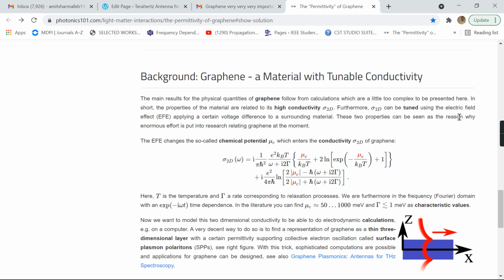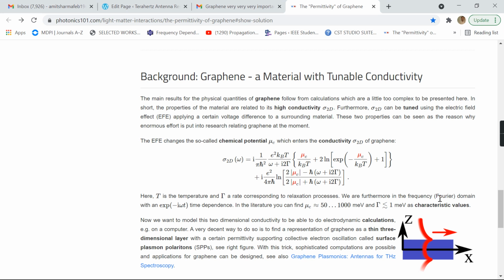The EFE, or electric field effect, changes the so-called chemical potential. So because of the electric field effect, chemical potential is changed, and chemical potential is an important term in the formula of graphene's conductivity, as we can see here. Sigma 2d equals this. Here mu c is the chemical potential they are talking about, which is dependent upon the electric field effect. So by changing the electric field or applying a certain voltage, we can change the chemical potential, and this is how we can change the conductivity of graphene. Here T is the temperature, gamma is a rate corresponding to the relaxation process. One can call it a scattering rate.